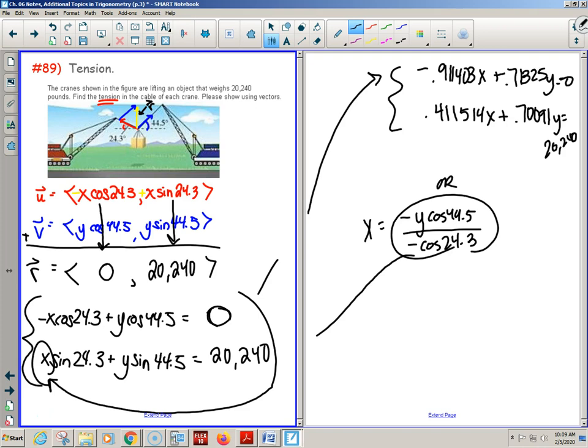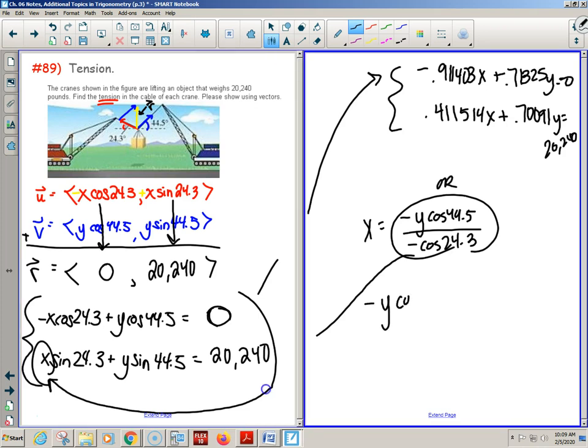Now I go to plug it in, and when I go to plug it in, check it. Don't I now have negative y times cosine of 44.5 times, wait, a negative times a negative, that's just a positive, we'll forget that. And then question, what's sine of 24.3 over cosine of 24.3? Well, that makes life a little bit easier. And then I have my plus y sine of 44.5, and I have all of that equaling my 20,240.